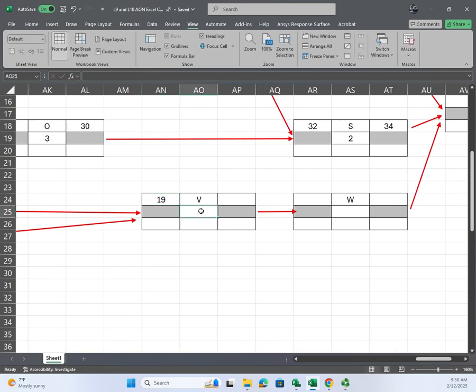And V has what for a duration? 2. So that makes this 21. Okay, so W can start on day 21. Duration on W is 5. So that makes it 26, right?